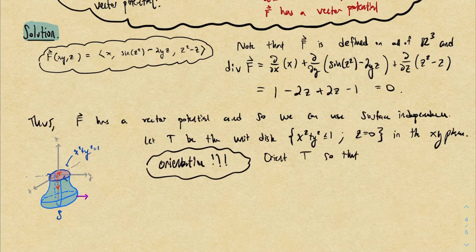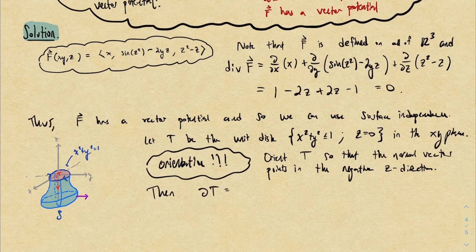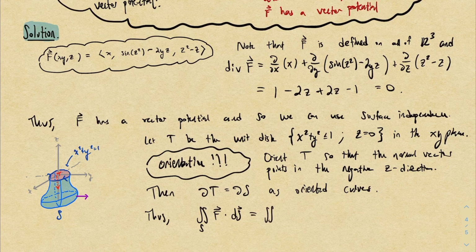I'll say orient T so that this is the case. The normal vector needs to point in the negative z direction. If we do that, then the boundary of T is the same as the boundary of S as an oriented curve. I'll let you think about that for a second to make sure it makes sense, because this is the most important part. Now that we have a surface with the same oriented boundary, by surface independence, we can say that the flux of F through S is the same as the flux of F through T.